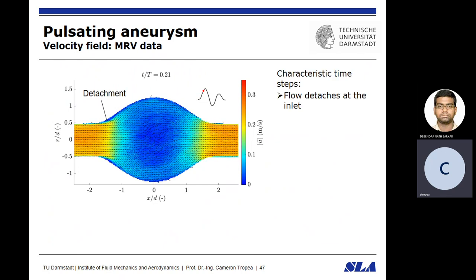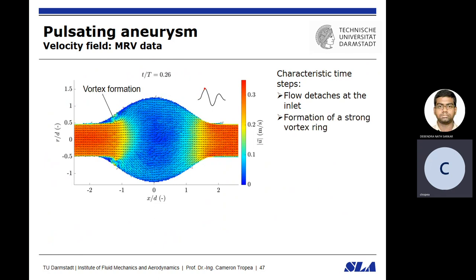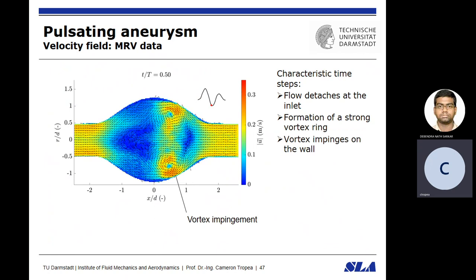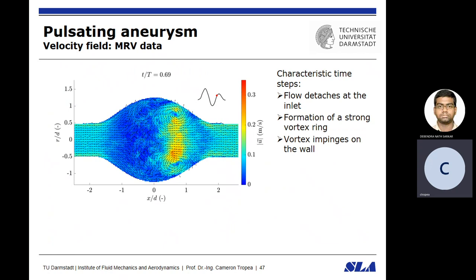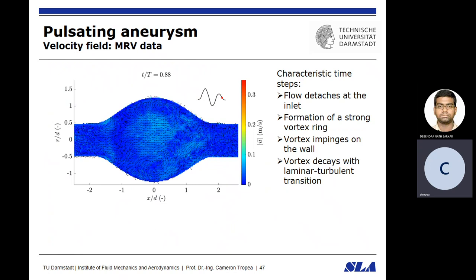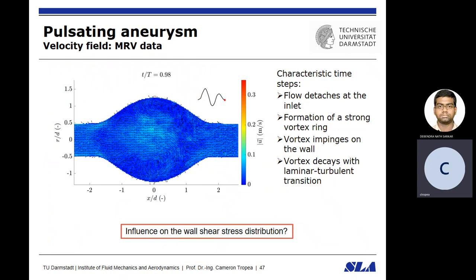And these are at different phases. The flow now starts to detach in the aneurysm. Then a strong vortex ring forms, and this vortex impinges on the back wall. These are measurements also from this polyamide aneurysm, and then the vortex decays and goes laminar again. And now the question is, what is the wall shear stress everywhere? Because obviously the aneurysm is a self-amplifying deviation; it gets bigger with time, and you either die or you find it in time and do something about it. Or you mechanically remove it, which is a delicate operation.